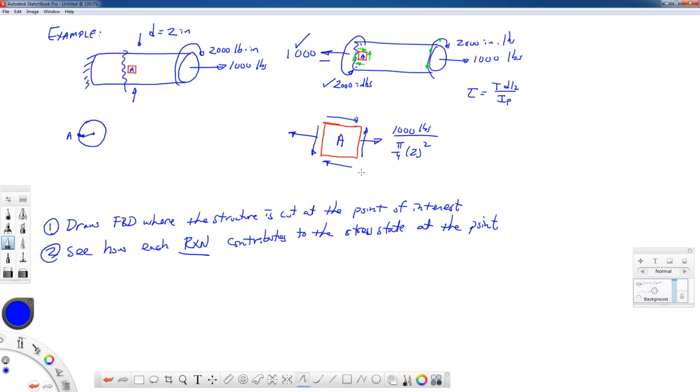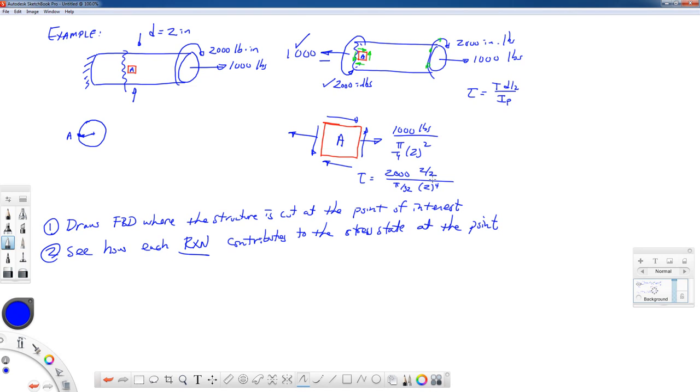The value of the shearing stress is going to be the torque, 2,000 inch-pounds, times the diameter over 2 divided by the polar moment of inertia, and that's a formula that I'll give to you on your test. The polar moment of inertia for a circular cross-section is pi over 32, diameter to the 4th power. So that would be your state of stress at point A from these loads.